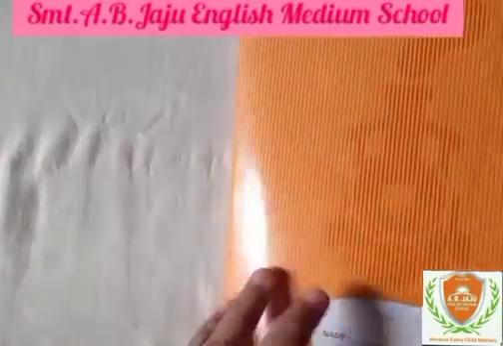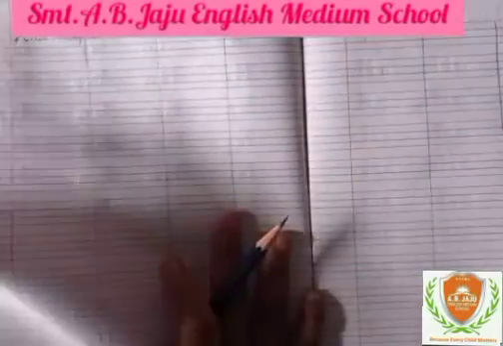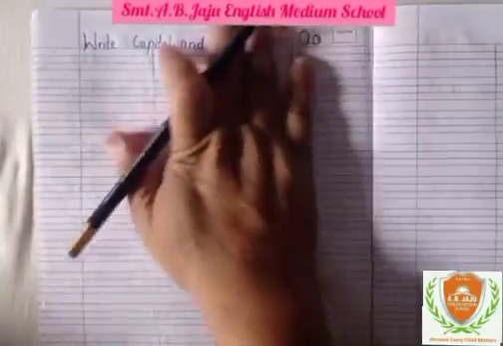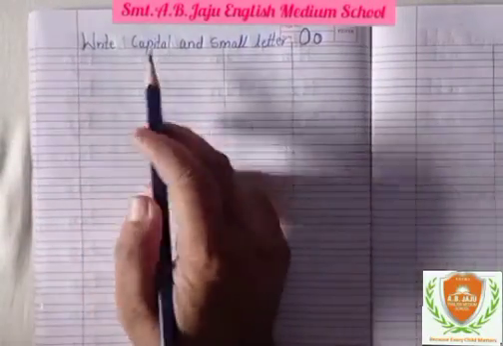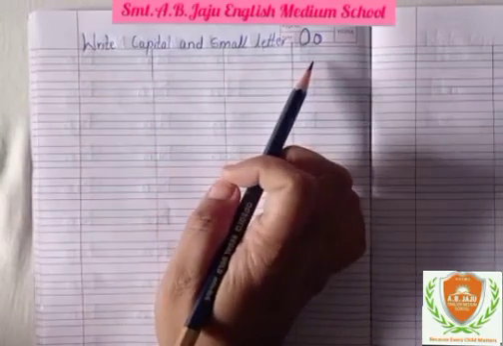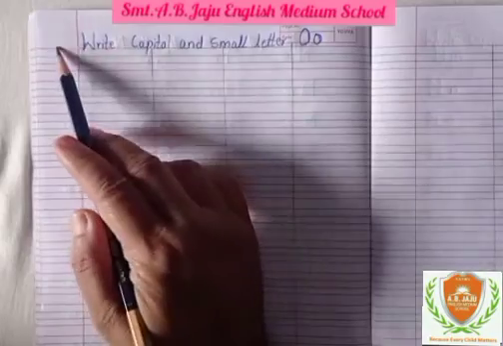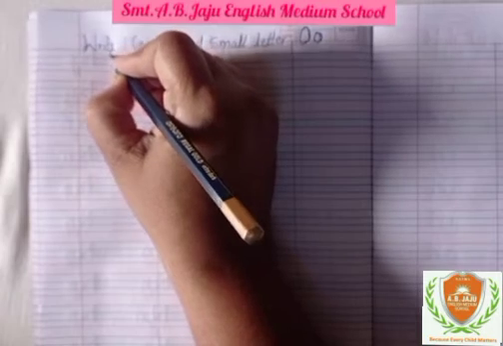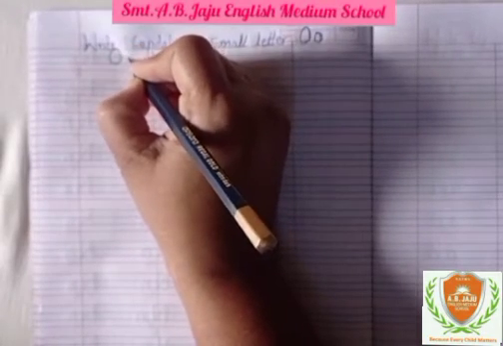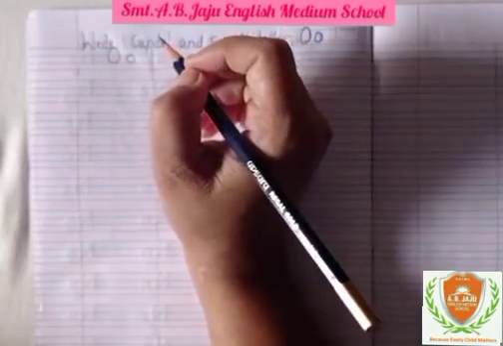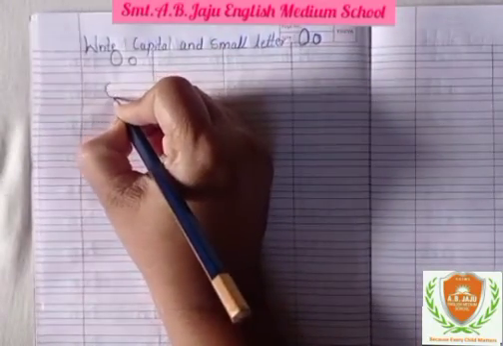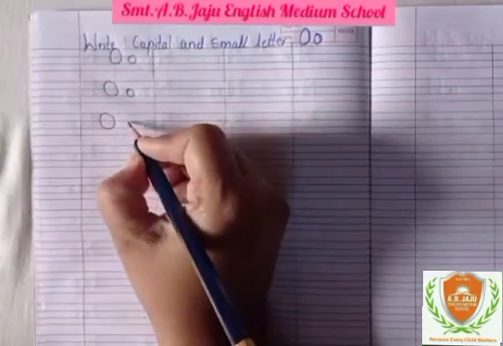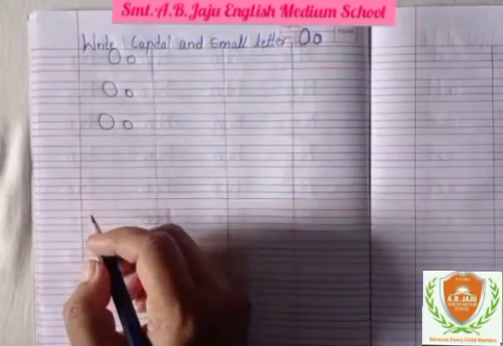Now open the notebook. In the previous video we learned and wrote letter N. Now today we are going to learn and write letter capital O and small o. Write on the top capital and small letter O, and in the corner you have to write down today's date. Okay, so write down on the top capital O, and in between the blue lines write down small o. Capital O write down in 3 lines, and small o write down in between 2 blue lines.